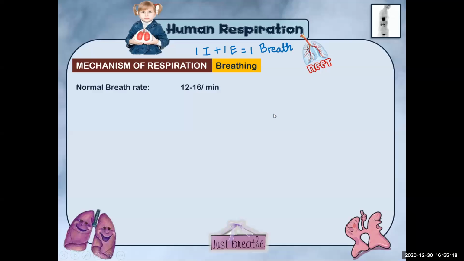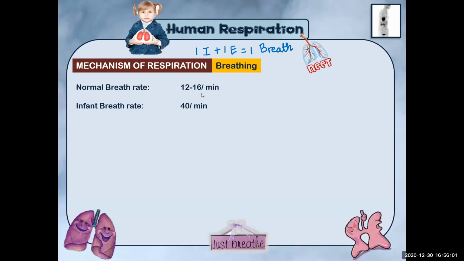एक मिनट में हम 12 to 16 times breathe करते हैं. But in children, the breath rate is more than the adults. Infant. What is an infant? Earlier classes में मैंने आपको सिखाया. What is an infant? Infant, newborn baby. ये भी पहले ही आंसर दिया था, और एब्सोल्युटली करेक्ट. Yes, Niranjan, absolutely correct. A baby less than 1 year of age. A human less than 1 year of age.